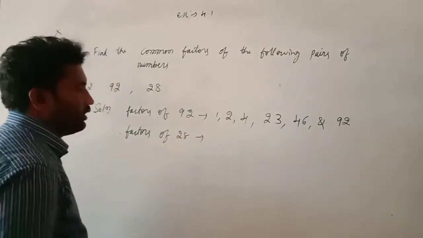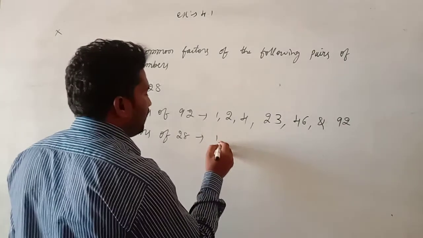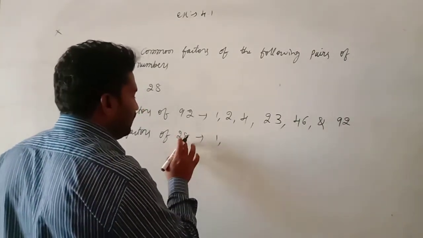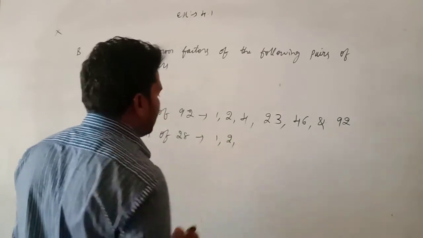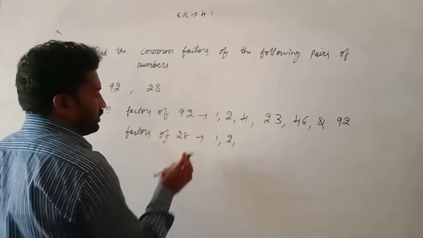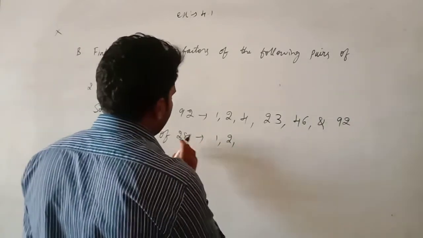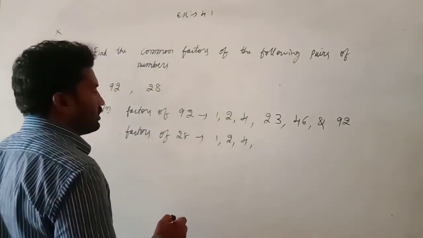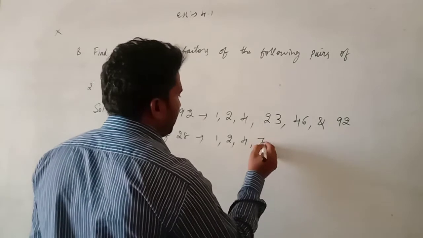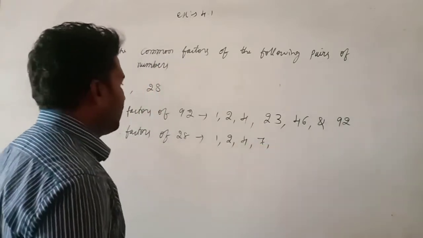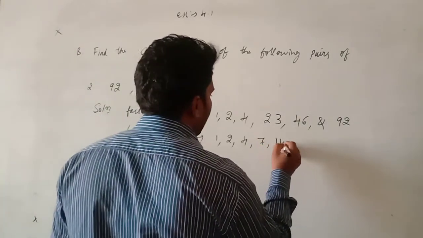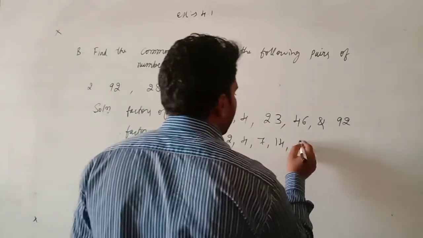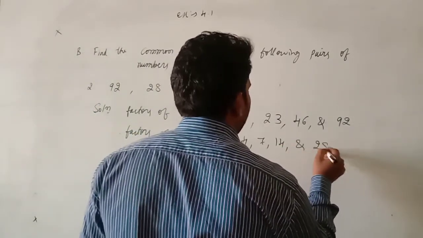Then what are the factors of 28? It is an even number. It can be divided by 1 and by 2. By 3 not possible. By 4 yes, 4 sevens are 28. 5 no. 7 fours are 28. Next 14, 14 twos are 28. And finally it can be divided by 28.